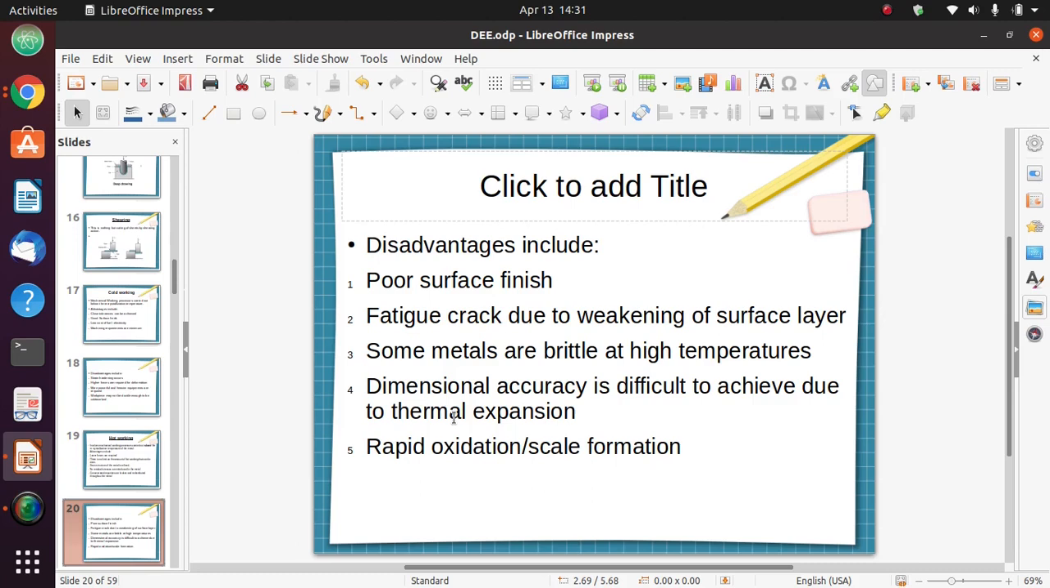When you heat it and heat it, when you increase the temperature and you do whatever process you're doing, they can easily break. Okay? Dimensional accuracy. Once you heat a metal, any workpiece, it expands.